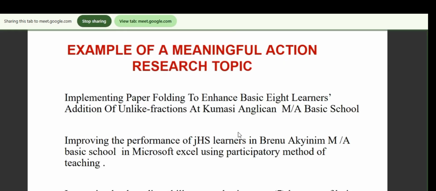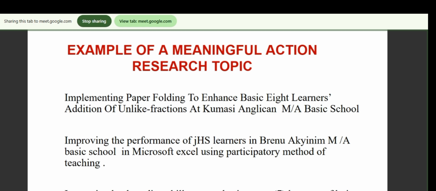Move on. So let's address the third research question. It says, improving keyboarding skills among basic 7 learners of Chiansi MA Basic School using activity method. So here let's all focus and look at the process that we said. We said one, we have to focus on your specialization. So here we are looking at keyboarding skills. That is ICT, right? So ICT is our specialization.